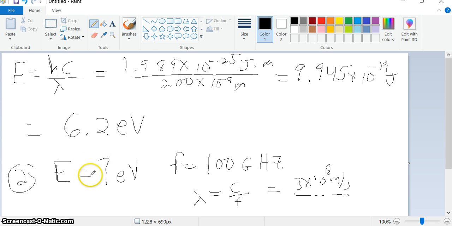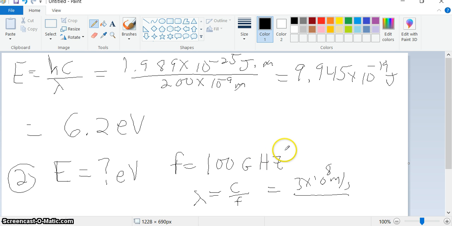All right, so I've set up the second problem. It asks us, what's the energy of a photon? It's actually a radio wave, and they want to know the answer in electron volts. But this time they give us the frequency, and they say the frequency is 100 gigahertz. This is actually more in the microwave region, but that doesn't really matter.